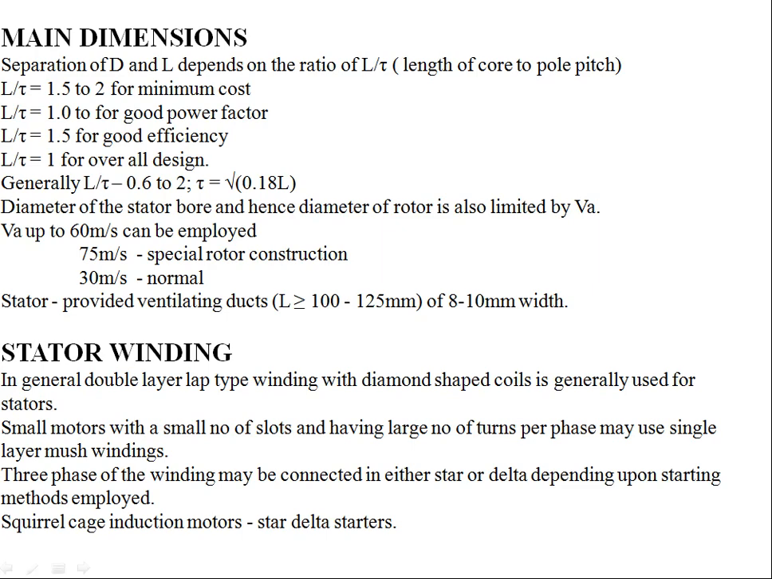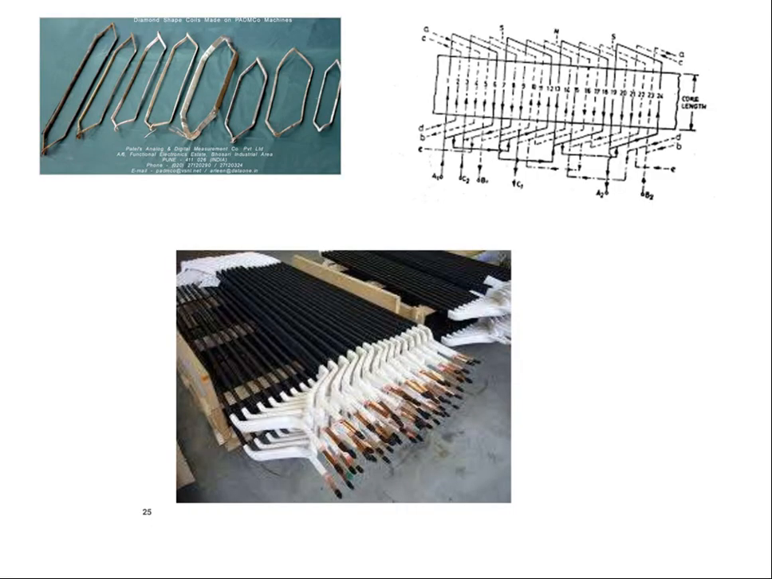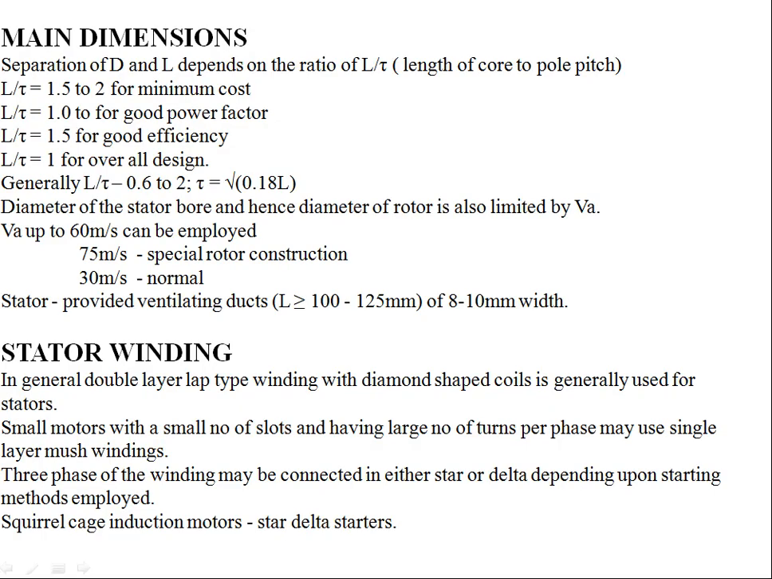Small motors with a small number of slots and having a large number of turns per phase may use single layer mush winding. So this is for small motors, with a small number of slots and a large number of turns per phase. This is the mush winding, where the coils are overlapping.